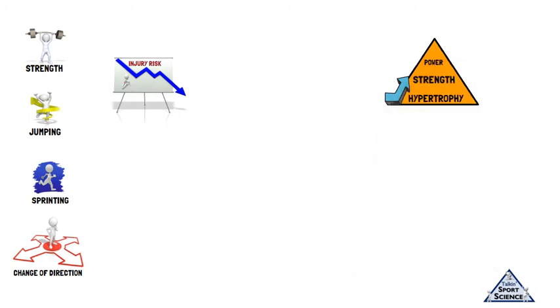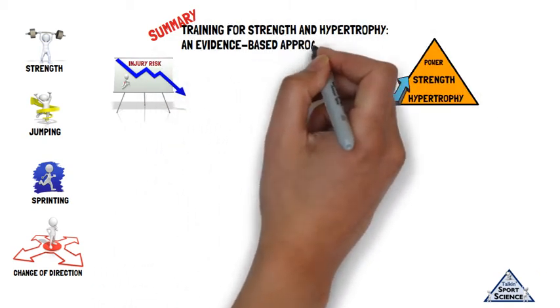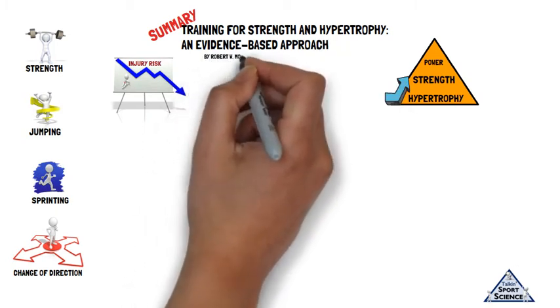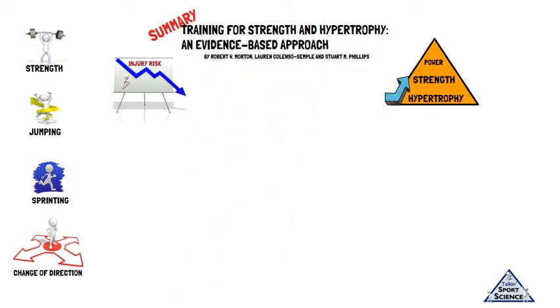The aim of this presentation is to provide a summary of the article titled Training for Strength and Hypertrophy, an Evidence-Based Approach. The article was produced by Morton and colleagues, who provide an uncomplicated, evidence-based approach to optimize resistance training changes in muscle mass and strength, which are mediated by the FITT principles, which are frequency, intensity of effort, type, and time. This presentation, brought to you by Talking Sports Science, is split into two parts.